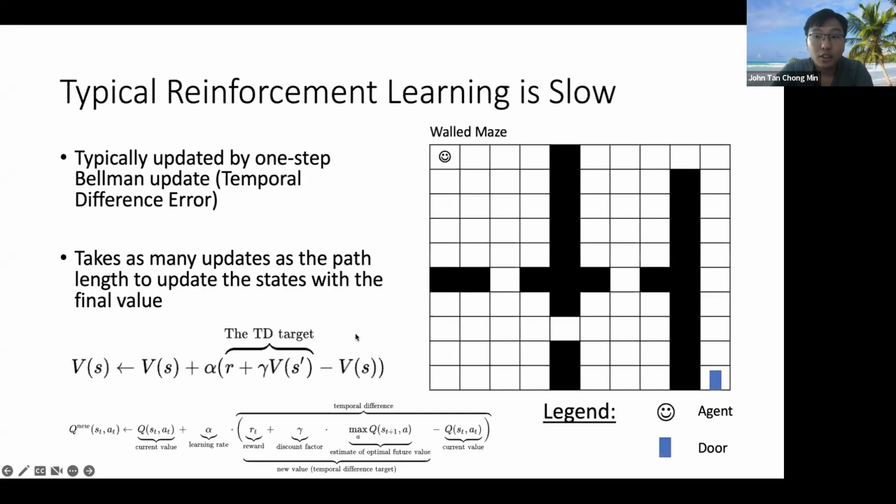Let's touch on typical reinforcement learning here. Can I check how many of you are familiar with reinforcement learning? If you are familiar, maybe just give a hands up. All right, so I would say roughly familiar.